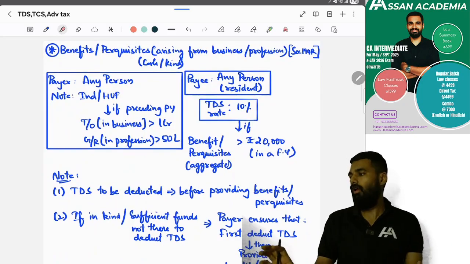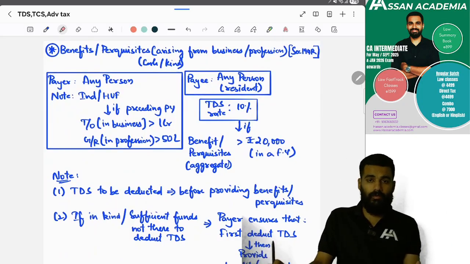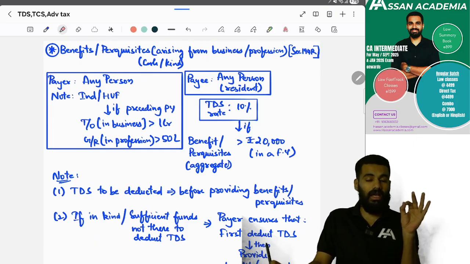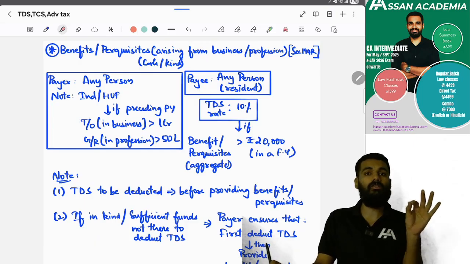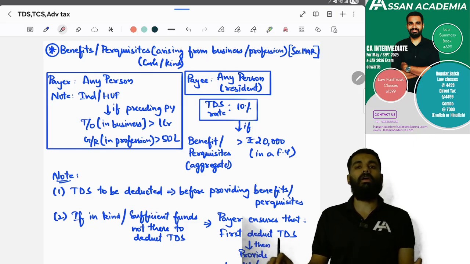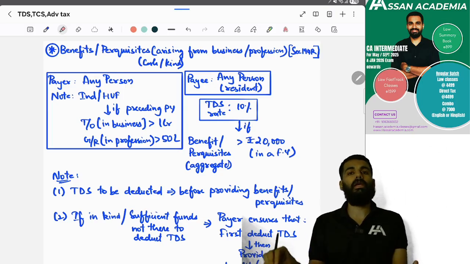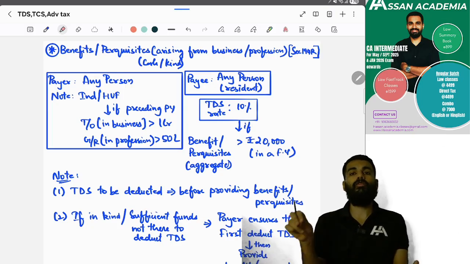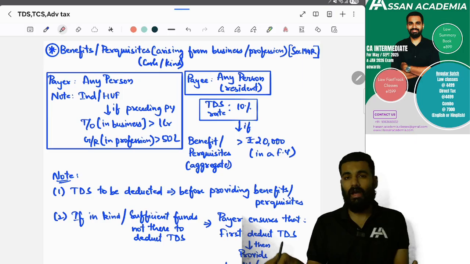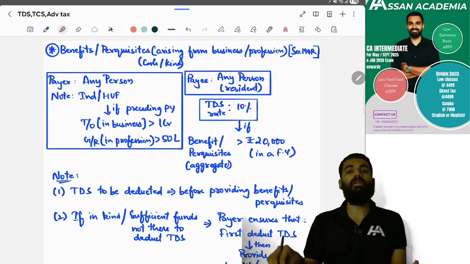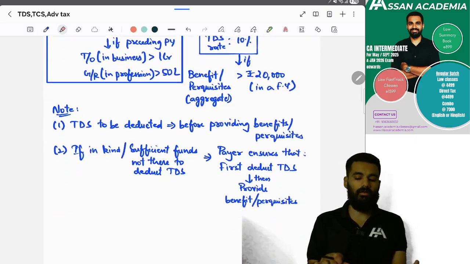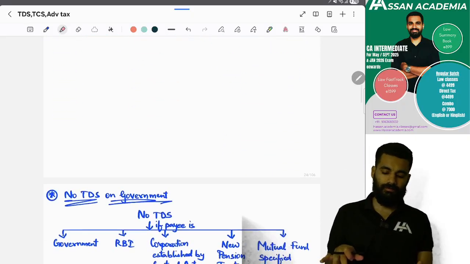Section 194R. If in case of business or profession, any benefits or perquisites are received, then the payer can be any person, but if he is an individual or HUF, then turnover must be more than 1 crore. In profession, gross receipts must be more than 50 lakhs. This person is making payment to a resident person. TDS of 10% will get deducted if the amount of benefit is more than 20,000 rupees in a financial year. Yes, sir.